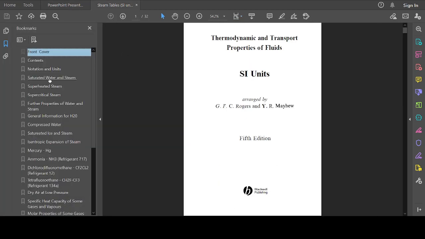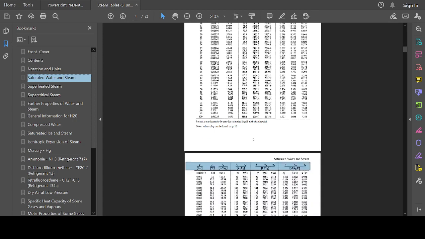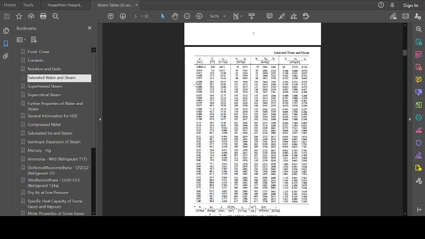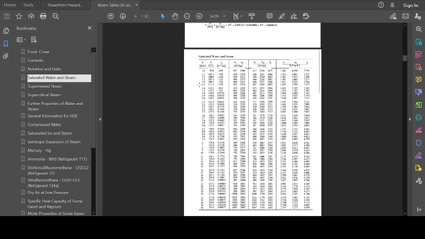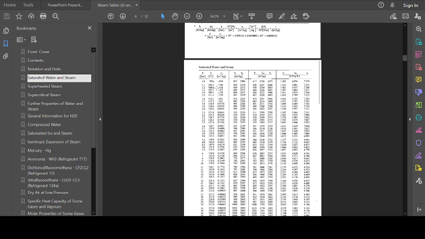So going to the steam table, we go to saturated water and steam, and we go for saturated by pressure, which is saturation pressure, and we look for 38. So in this case, we have P here, okay? We look for 38. So P, we get to 38 bar, and the corresponding temperature is 247.3 degrees Celsius, and that is the saturation temperature.